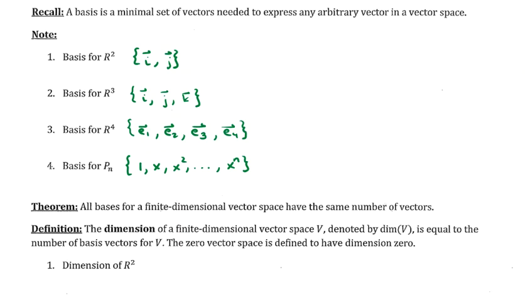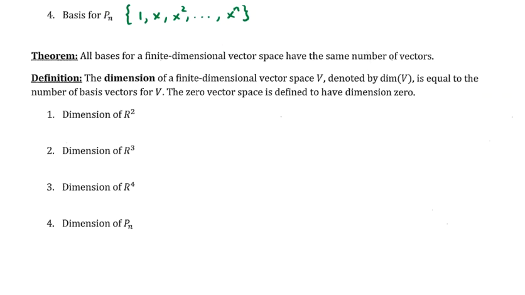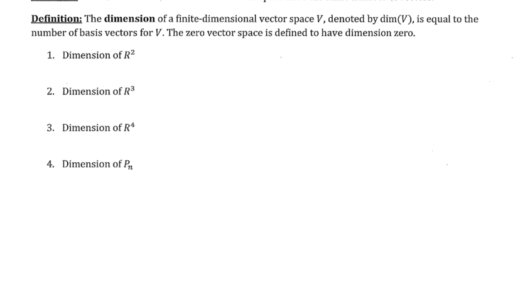So that brings us to the definition of dimension. The dimension of a finite dimensional vector space V, so something like R2, R3, R4, or P2, P3, P4, so on and so forth. The notation we give it is dim of V. The dimension of a finite dimensional vector space V is equal to the number of basis vectors for V.